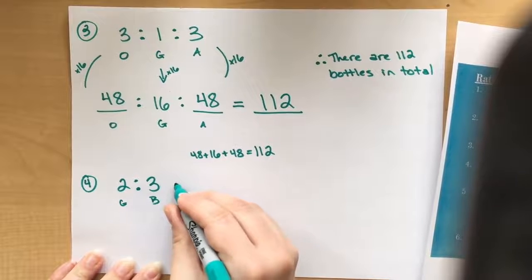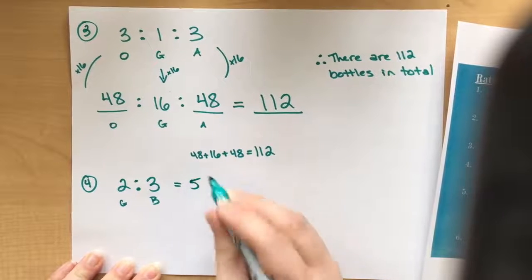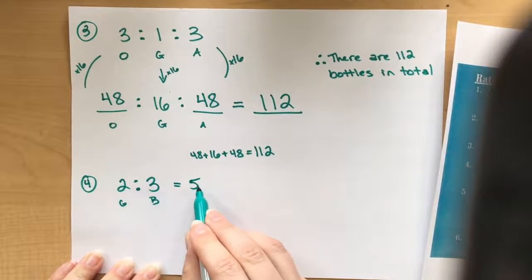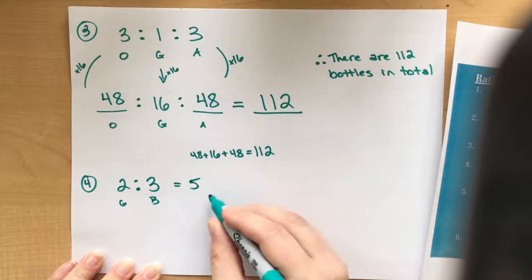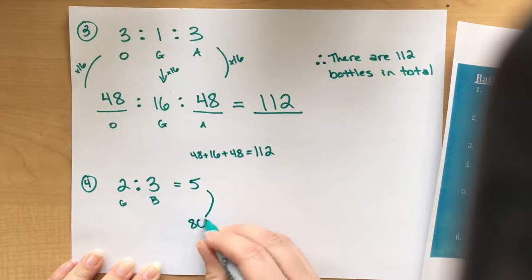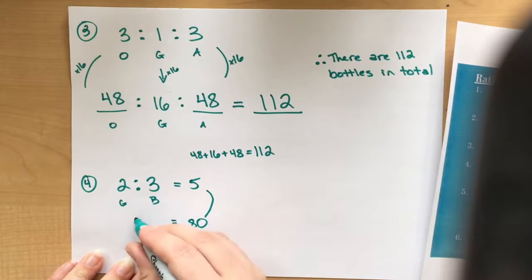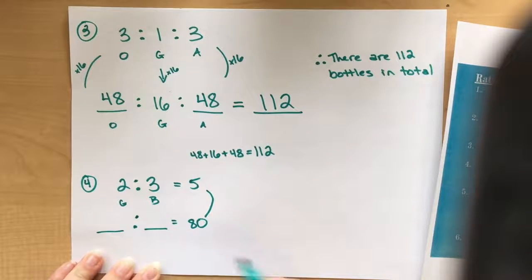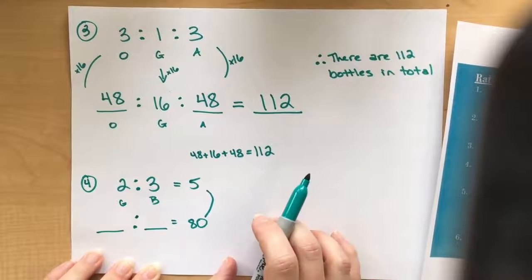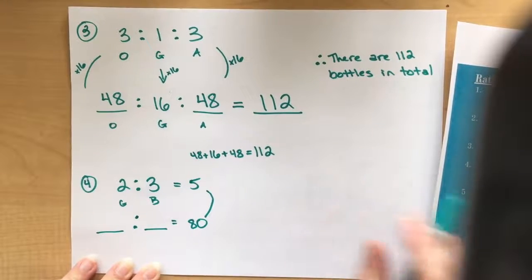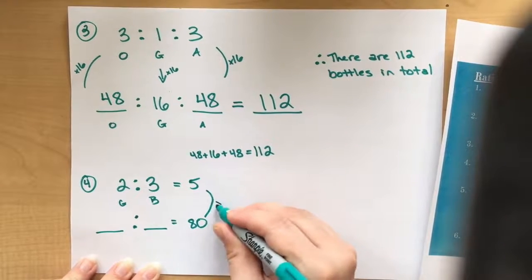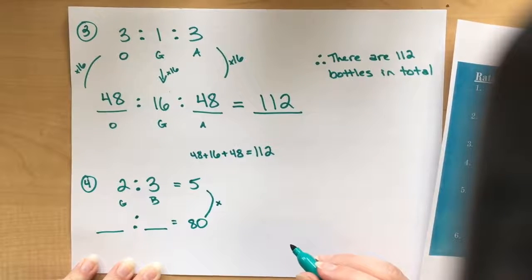So right now this would be if there was a class size of 5. 2 plus 3 gives the sum of the ratio of 5. We need to know what it would look like if there was a sum of the ratio that was equal to 80. Okay, so we're looking for those two parts if there was an 80 sum. So how did I get from the 5 to the 80? I know that it got bigger.